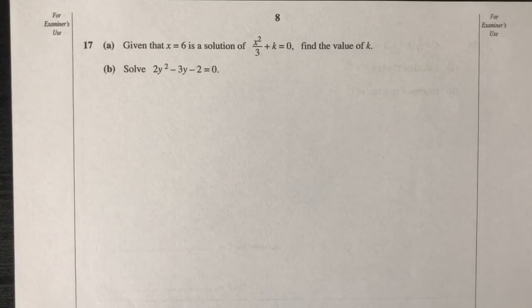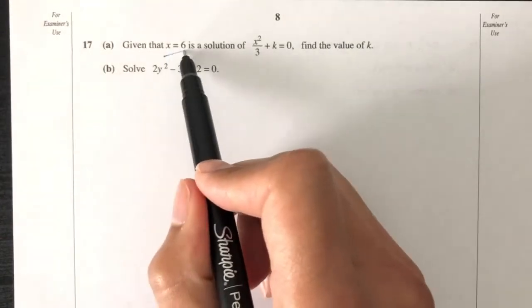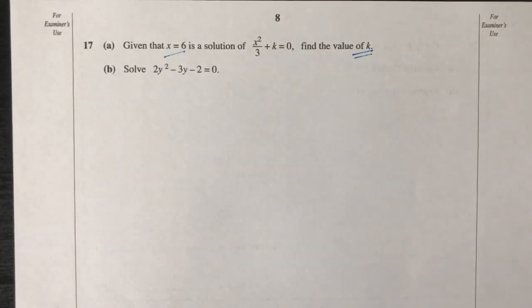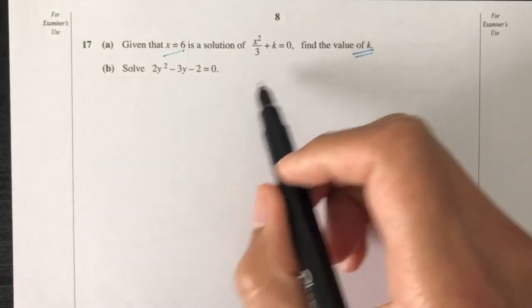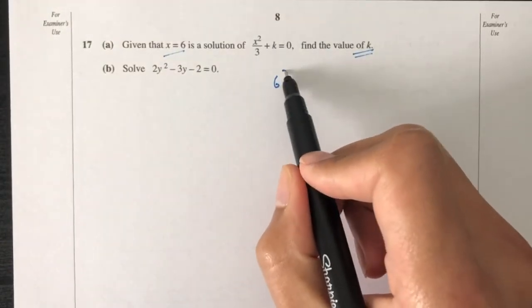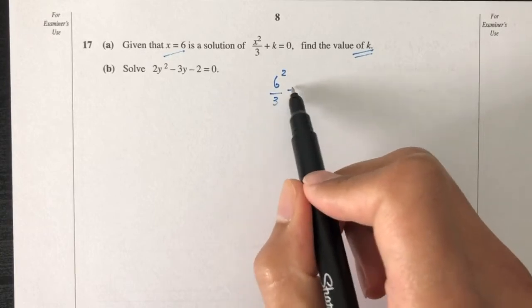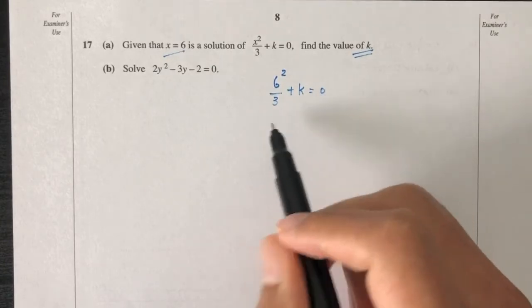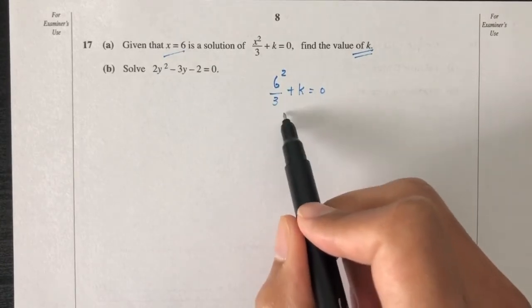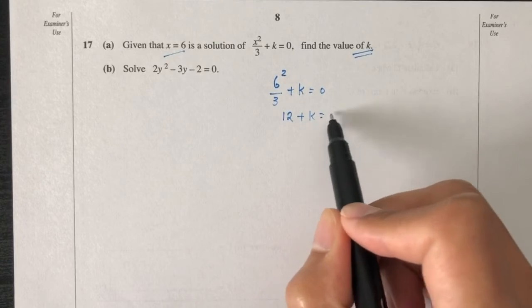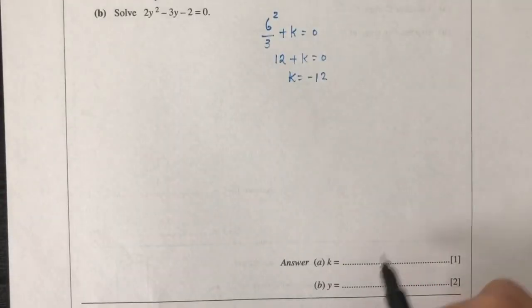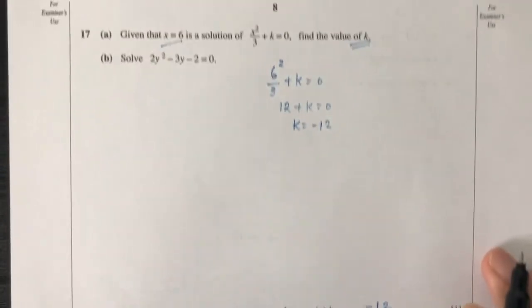Now question number 17, it is given that x equal to 6 is a solution of this equation. Find the value of k. So usually how would you find the value of k? You have to replace x in this. So 6 squared divided by 3 plus k is 0. So 6 squared is 36, divided by 3 will be 12, plus k equal to 0. k will be minus 12. That's the value of k, minus 12.